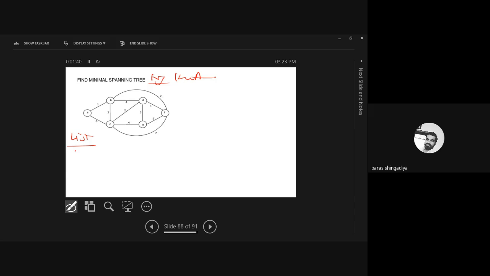That is step 1. So here, that is vertex A. That is B. It is C. That is D, E, and F. Okay, 6 vertices are there.